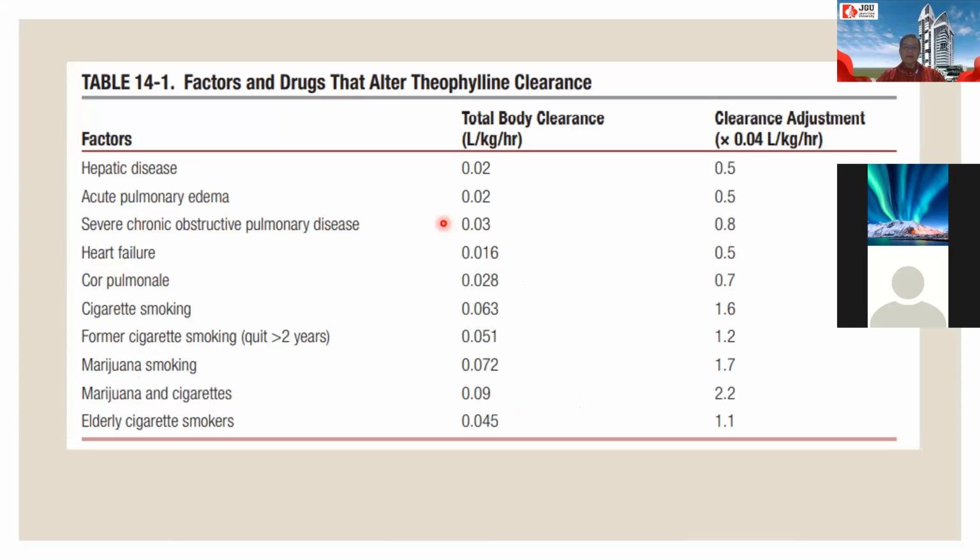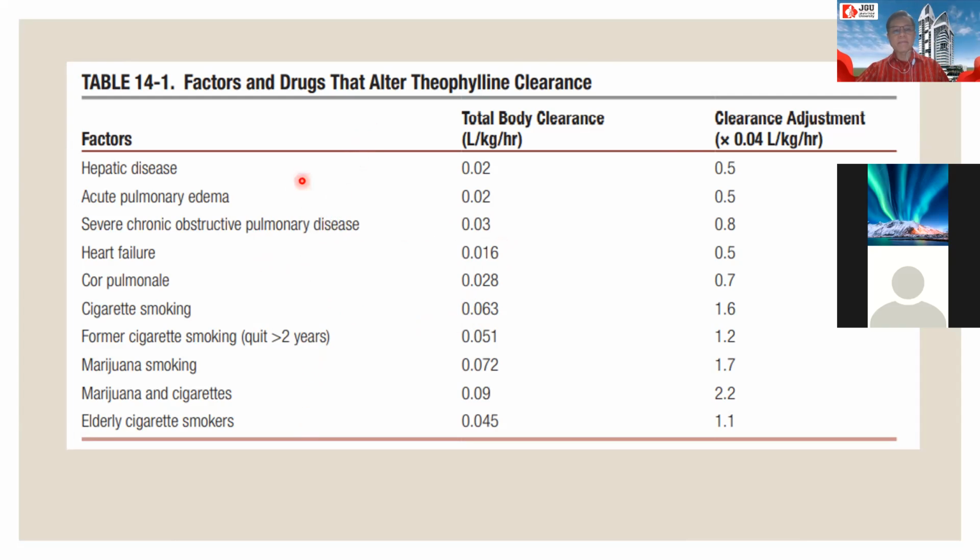Now, this is from another book. If you see hepatic disease, the clearance will decrease. If we have smoking, it increases the clearance. COPD itself decreases the clearance, just like hepatic disease.